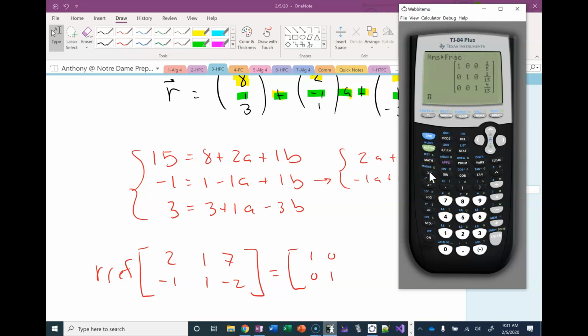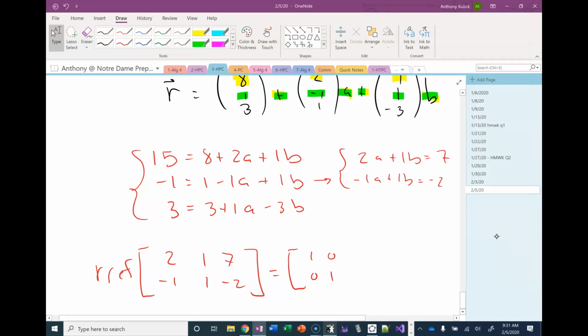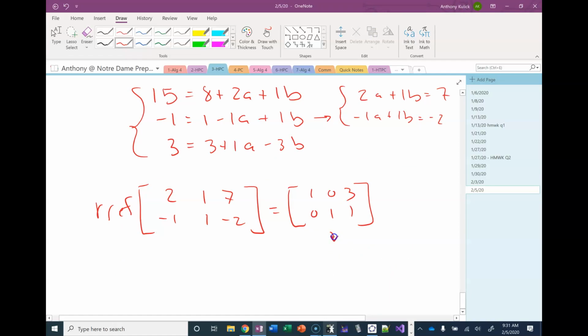So once I've entered in my matrix, I go back to the main screen, then go back to my matrix menu, over to my math tab, scroll down towards the bottom and find the RREF command. And I do that on that matrix that I just made, which gives me that matrix. What this means then is A equals 3 and B equals 1.